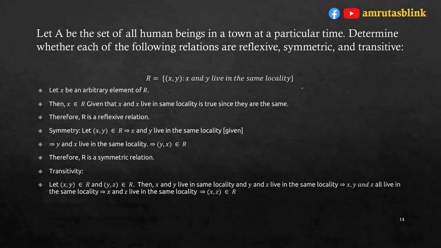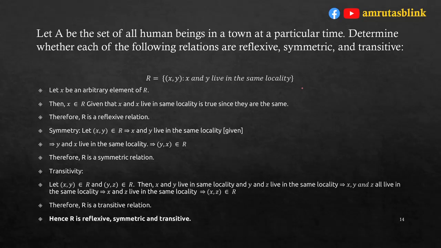Now, similar to the previous condition, let (x, y) belong to R and (y, z) also belong to R. So ultimately, x and y are living in some locality and y and z are also living in the same locality. So obviously we can say that x and z are also living in the same locality, and hence (x, z) also belongs to R. So as (x, z) belongs to R, we can say that R is a transitive relation, and hence this relation is reflexive, symmetric, as well as transitive.